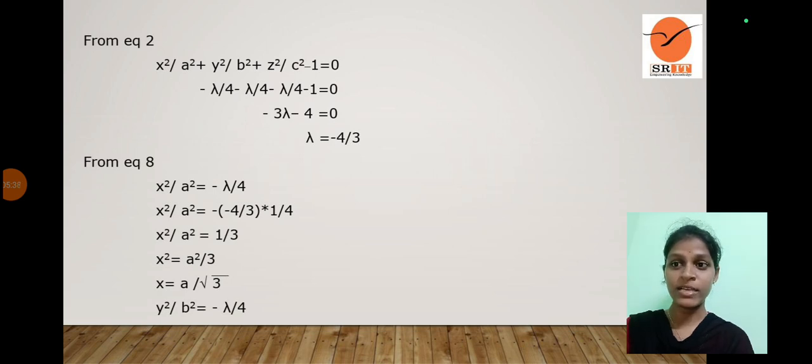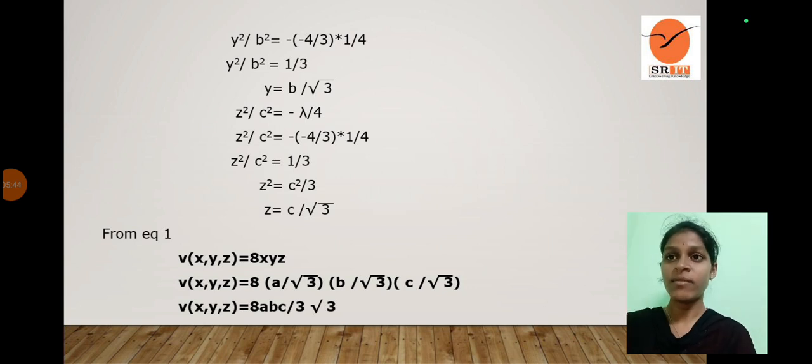Similarly, y square by b square equals minus lambda by 4, which is minus of minus 4 by 3 into 1 by 4, equal to 1 by 3. So y is equal to b by root 3. Likewise, z square by c square is equal to minus lambda by 4, which is minus of minus 4 by 3 into 1 by 4, equal to 1 by 3. Z square is equal to c square by 3, so z is equal to c by root 3.